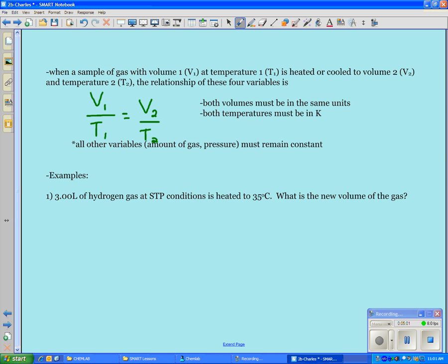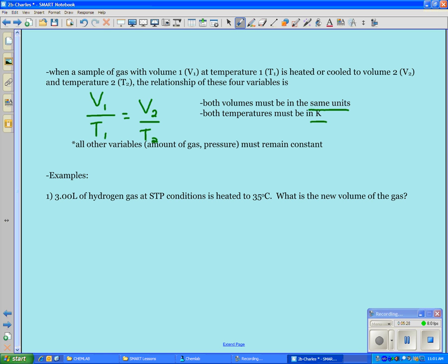Remember that just like for Boyle's law, there's things that need to be held constant. So amount of gas or moles and pressure must remain constant if you're using Charles' law. And we have to have the same units when we're doing these calculations because these are ratios. So volumes have to be in the same units, either both milliliters or both liters. And temperatures always have to be in units of kelvins.